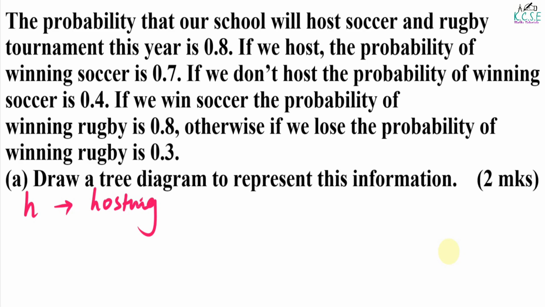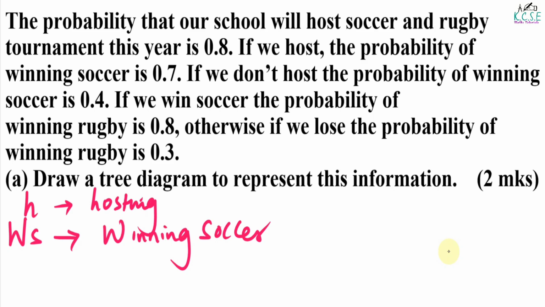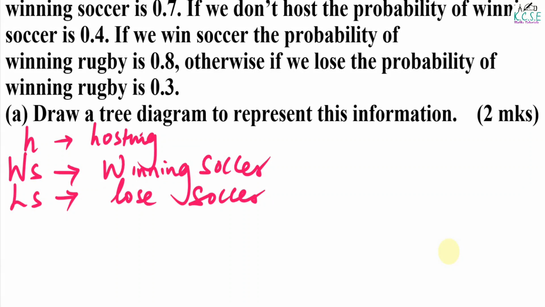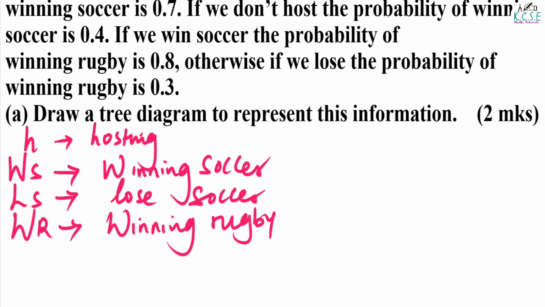Then winning soccer, we are going to use WS. This will represent the probability of winning soccer. Then there is lose soccer. We use LS, that is losing soccer. And then we shall use another one for winning rugby, WR. This is winning rugby. Then losing rugby, LR, losing rugby.